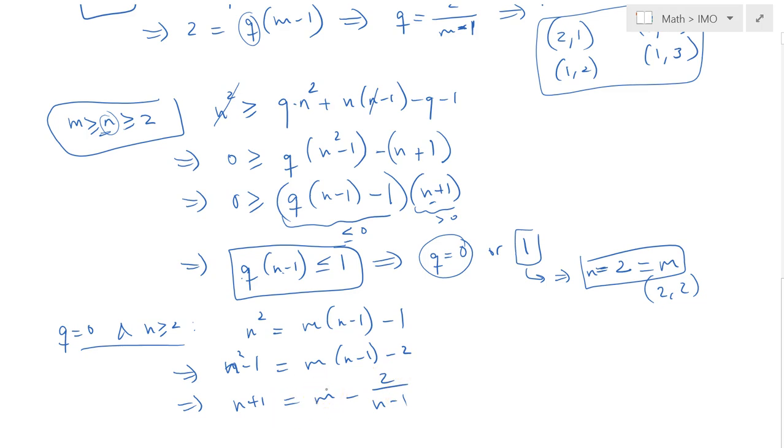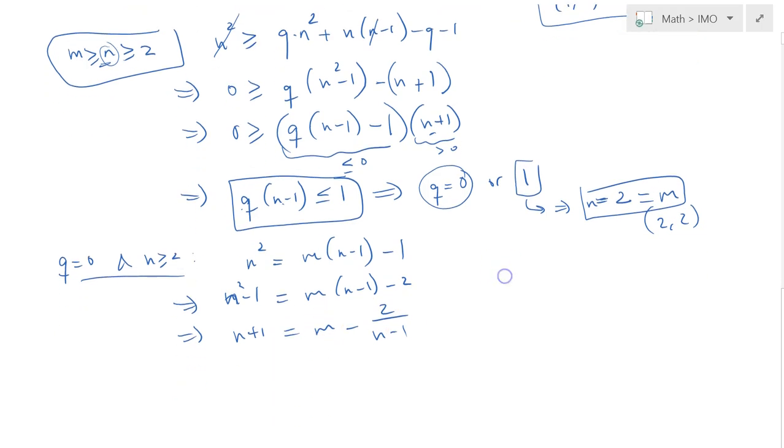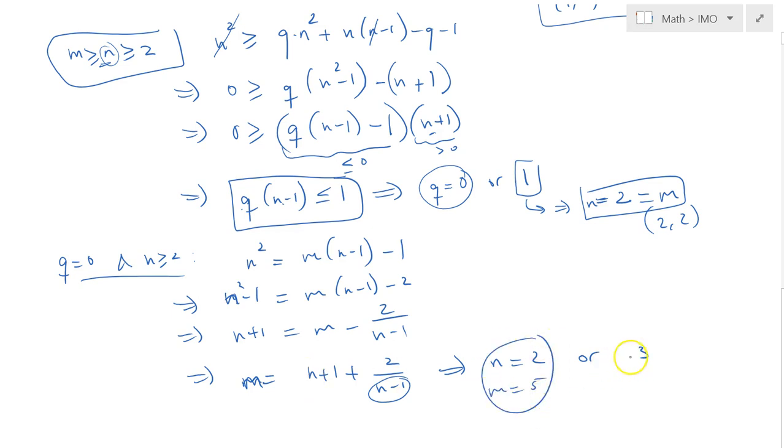And I can further move things around. So m is equal to n plus 1 plus 2 over (n minus 1), but m is an integer, suggesting that n comes out as either 2 or 3. If n is equal to 2, then 2 over 1 is 2, 2 plus 1 plus 2 is 5, so m comes out as 5. If n is equal to 3, then 2 over (3 minus 1) is 1, so 3 plus 1 plus 1, again m is equal to 5.